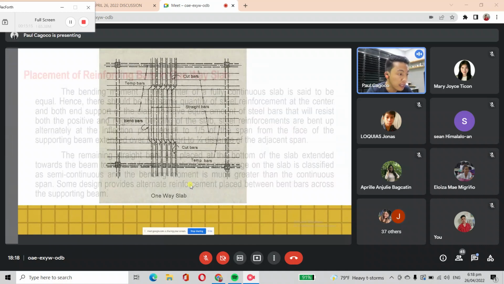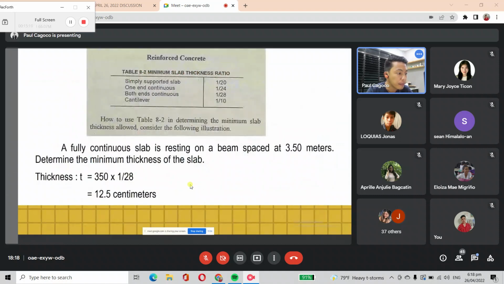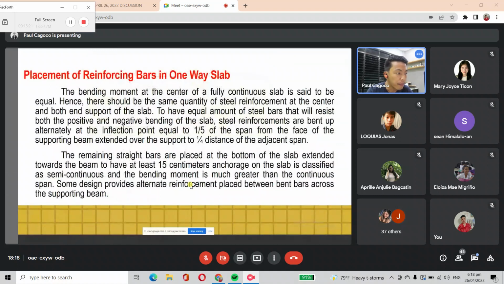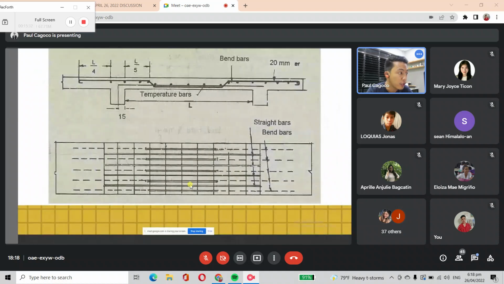So kung dili na siya continuous, i-terminate na nimo diha sa beam. So as stated here, no siya gibutang dire nga extended over the support to 1/4 distance of the adjacent span. So 1/4 distance of the adjacent span.